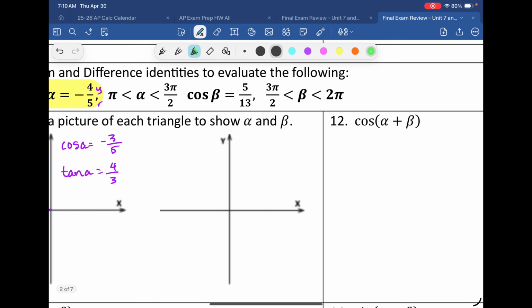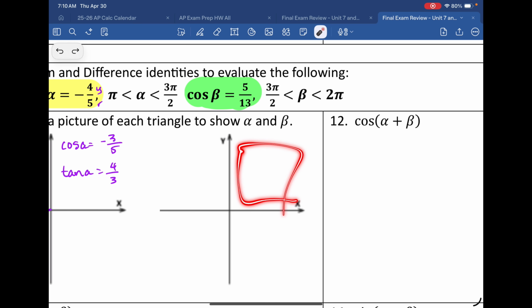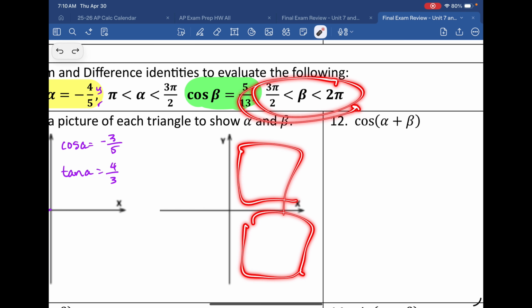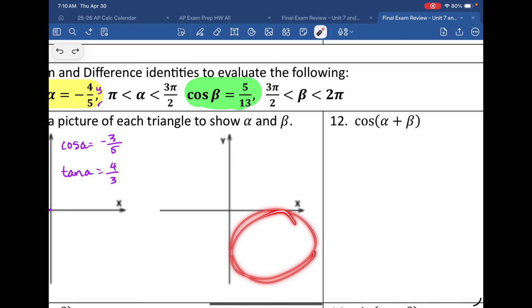So we're going to do the same thing with beta. Beta gives me cosine. Tells me that cosine is positive. Cosine is positive in 1 and 4. Well, then it tells me between 3 pi over 2 and 2 pi. So it limits it to quadrant 4.